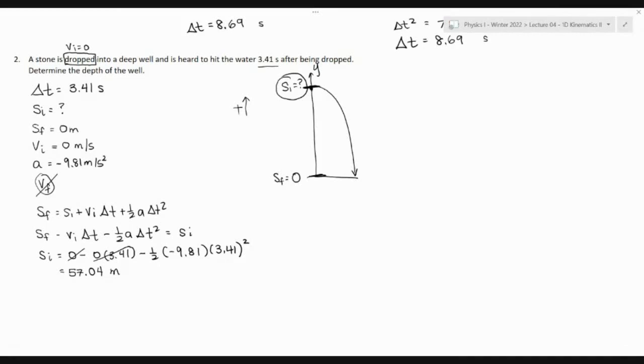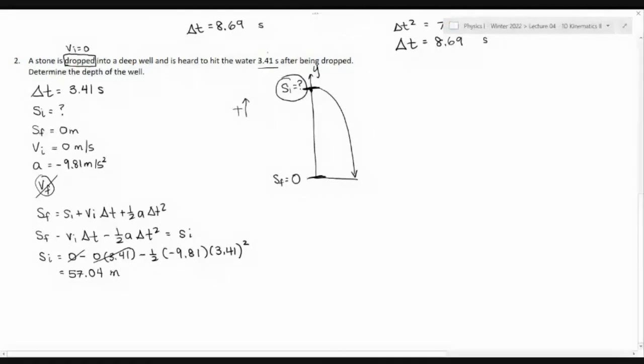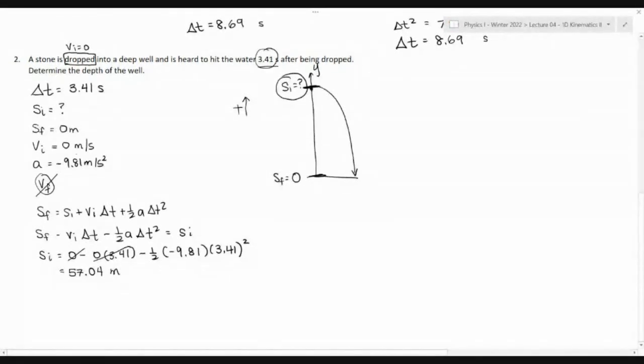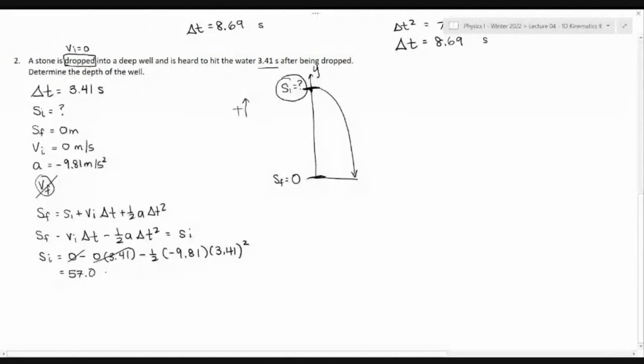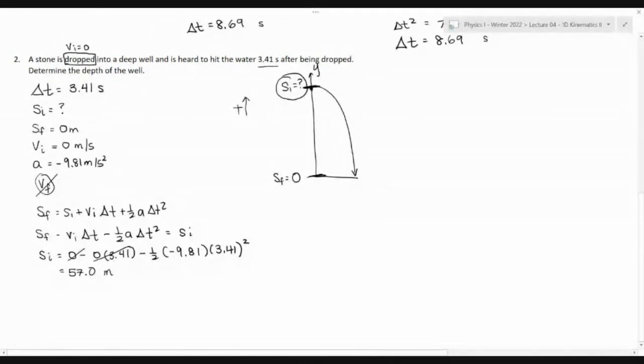Okay, if we talk about significant figures, there's 3 figures here, and there's 3 in acceleration, so our answer should have 3. So I should round this to be 57.0 meters. Okay, but on a test, it will tell you to keep 2 decimal places. So you would put 2 decimal places, 57.04. Any questions about number 2?